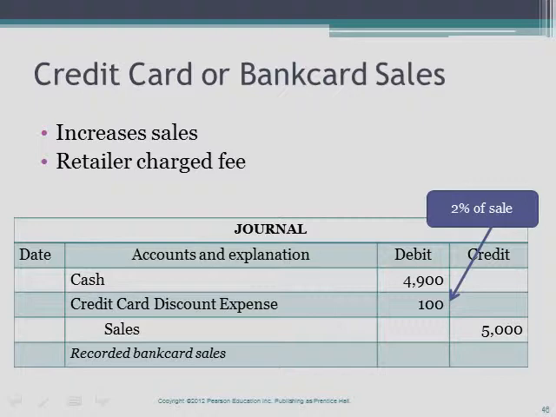Suppose a company sells products for $5,000 and the customer pays with a Visa card. The entry to record the sale is shown in this presentation. So the company sells the products for $5,000, but because the customer uses a credit card to pay for them, we have a transaction fee associated with that, which is 2% in this example. We're only going to receive cash of $4,900. The credit card discount expense, which will hit the income statement, is reported at $100, and we record sales at the gross amount as a credit to sales of $5,000.